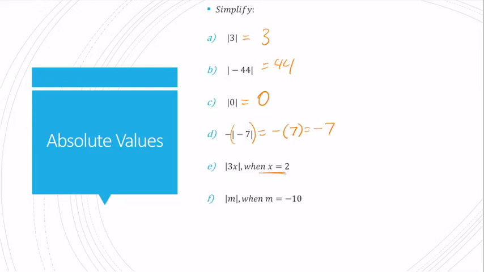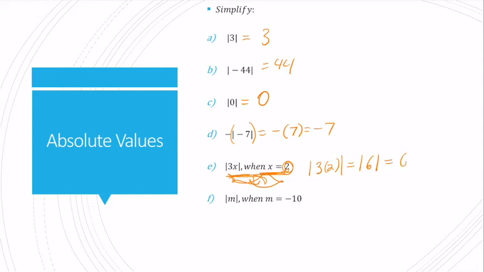The absolute value of 3x when x is 2. What do I want to do here? Well, this is just our first example of substitution. I want to make sure we get really comfortable working with variables. So this is asking what's the absolute value of 3 times x, well, x is 2. So 3 times 2. I'm going to simplify this. That 3 times 2 is 6. So the absolute value of 6 is 6.